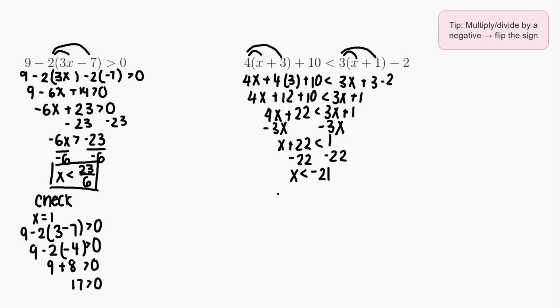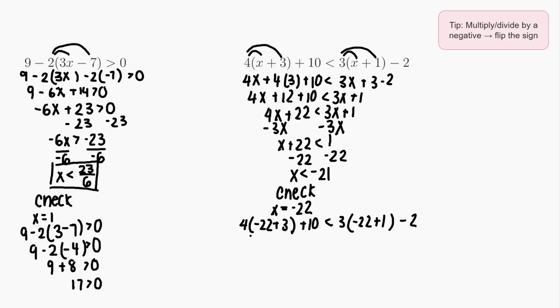So for that, why don't we try check with x equals negative 22. We're going to do 4 times negative 22 plus 3 plus 10 is less than 3 times negative 22 plus 1 minus 2. We get 4 times negative 19 plus 10 less than 3 times negative 21 minus 2.